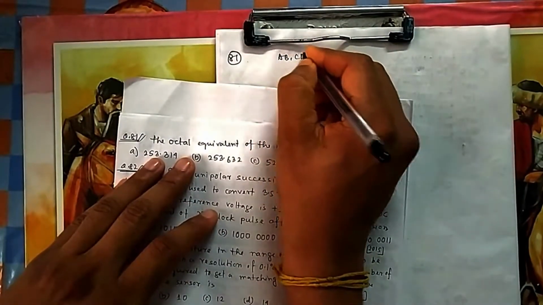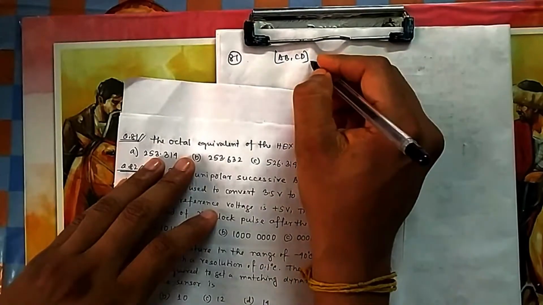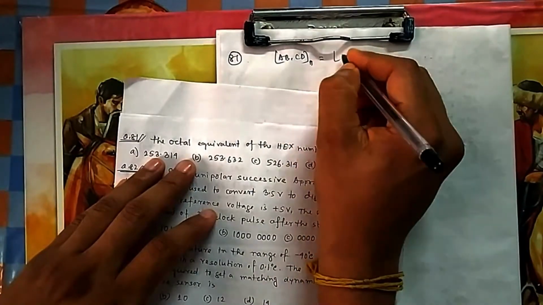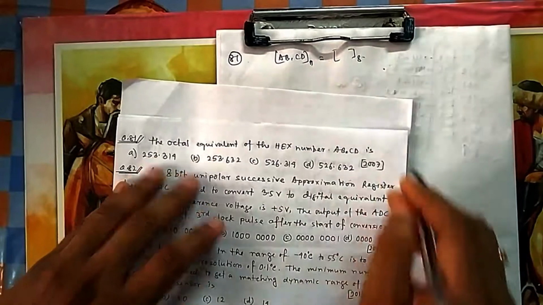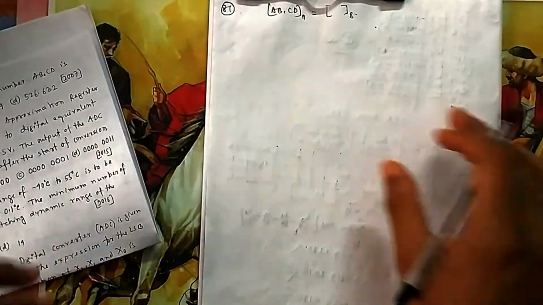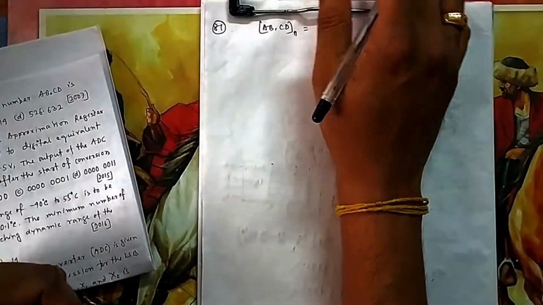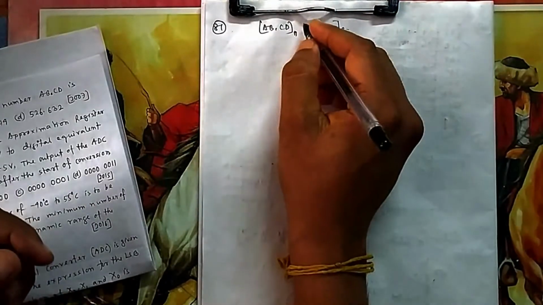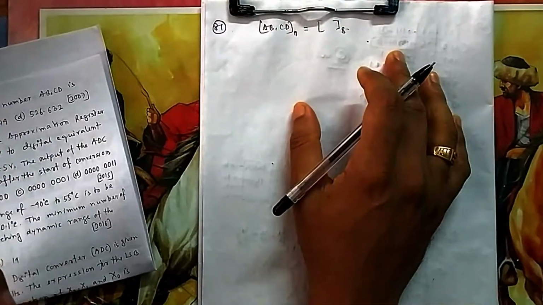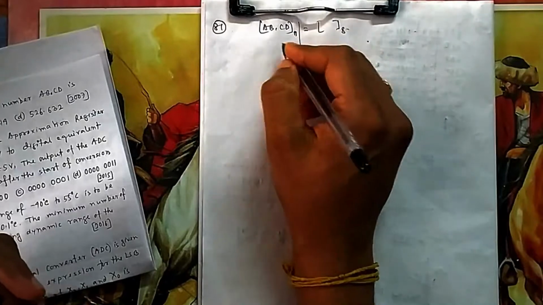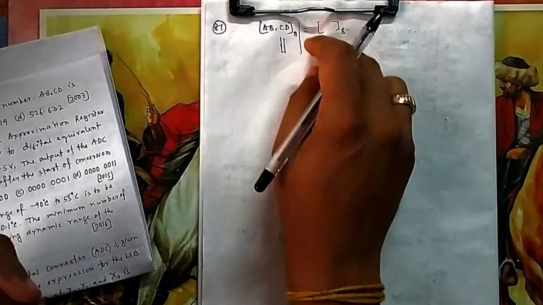So how to convert from hex? This is hexadecimal, and you want to convert it into the corresponding octal. There are so many conversion formulas, but there is one formula I always remember, so that no other formula is required, and it is common for all. I always convert the number into decimal, then I convert it into octal.